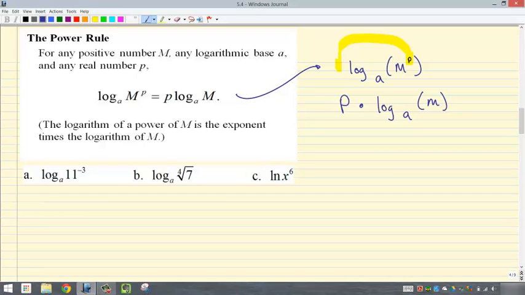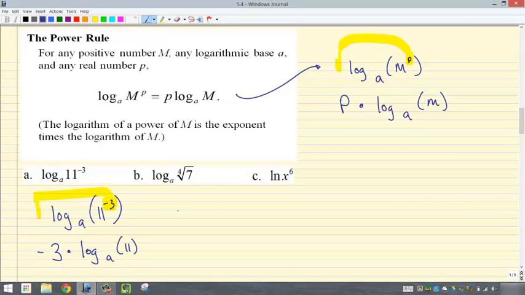So let's look at these three examples. Log base a of 11 to the negative third power. We're just going to take this negative 3 and we're going to move it right in front. So it'll become negative 3 times log base a of 11. For the next one, this is log base a of the fourth root of 7.